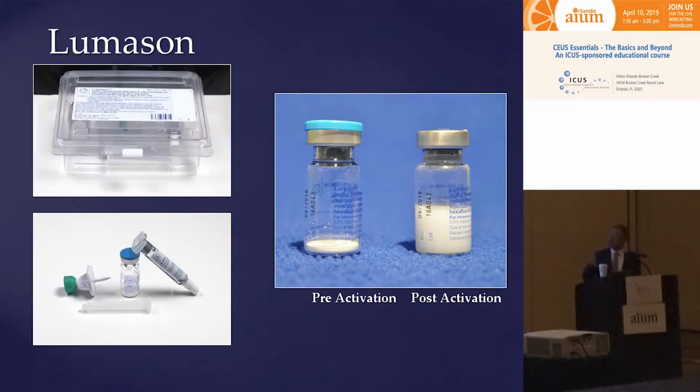It comes in a kit, and the kit contains several different components: a vial of the Lumason, a syringe of saline, and a very, very, very important piece of this kit, a spike that will allow you to draw and inject contrast back into the vial without changing pressure in the vial too much.